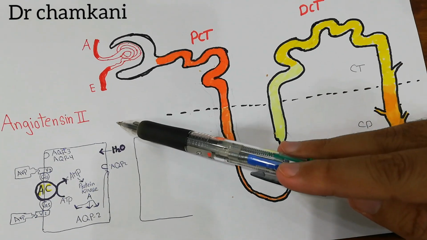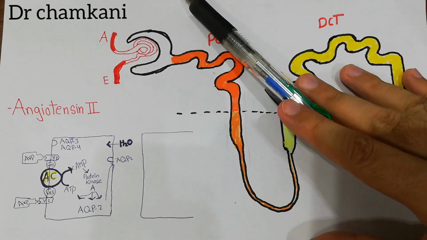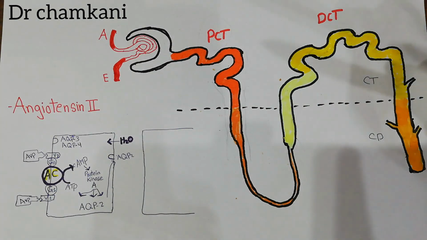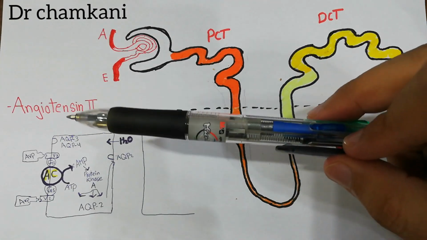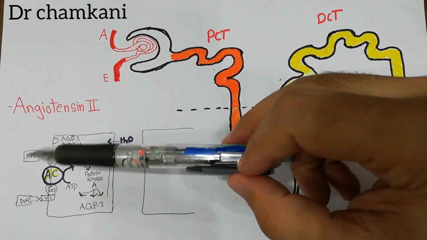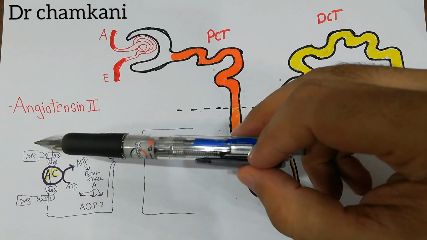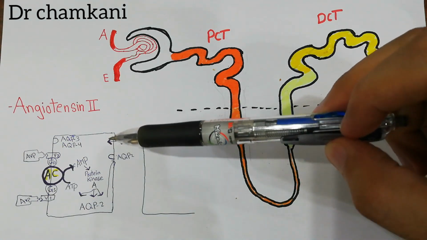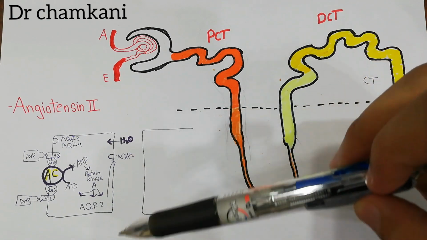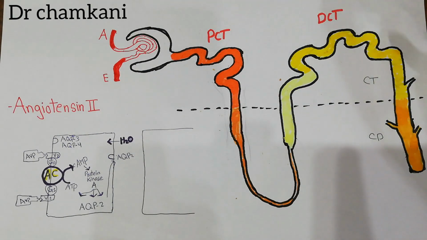When the amount of fluid in the body becomes sufficient or normal, then AVP or ADH is not released anymore, and the hormone detaches from this receptor, and further reabsorption of water is stopped. Then the water can move out of the body in the form of dilute urine. That's how antidiuretic hormone acts to reabsorb water and conserve water during dehydration.